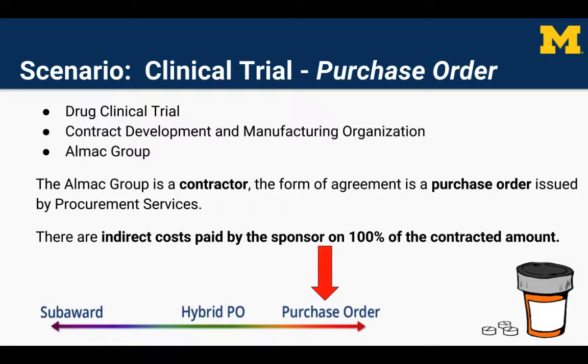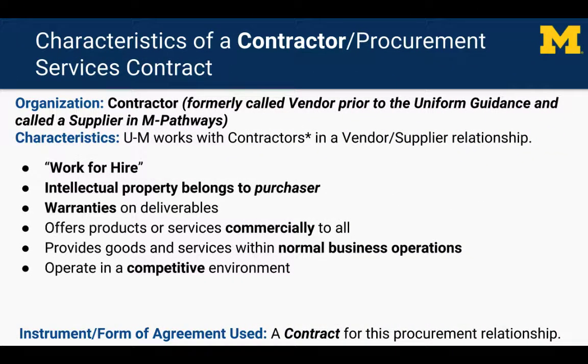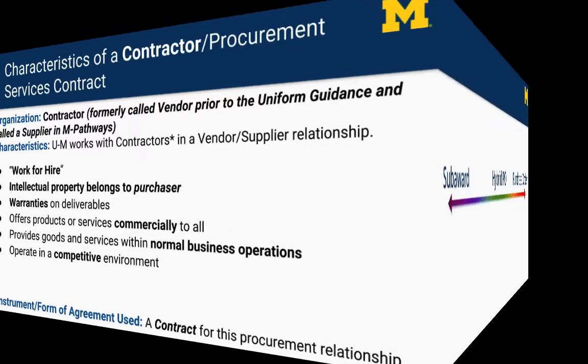The form of agreement is a purchase order issued by Procurement Services, and there are indirect costs paid by the sponsor on 100% of the contracted amount. What makes Olmec Group a contractor? Olmec Group provides the goods and services within normal business operations, provides similar goods and services to many different purchasers, normally operates in a competitive environment, and provides goods and services that are ancillary to the operation of the federal program.